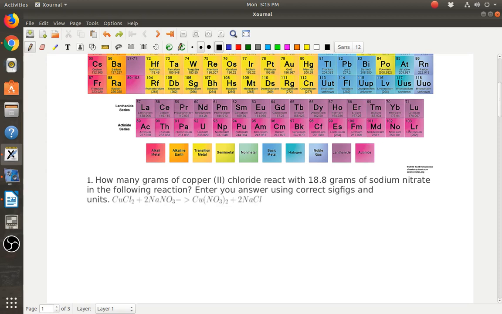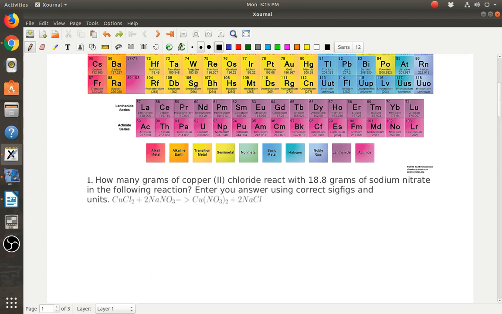here's the first one. I'm going to rewrite the equation, and then we're going to go forward from there because you might not be able to see it. We're going to use the exact same equation for each one of these questions. Copper 2 chloride and sodium nitrate react to form copper 2 nitrate and sodium chloride.